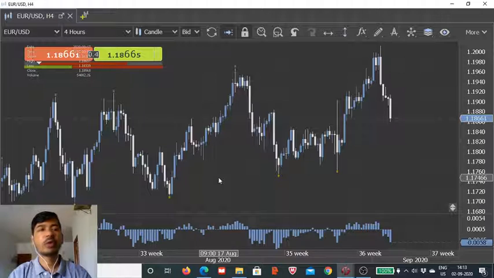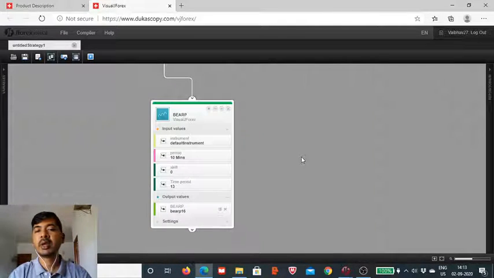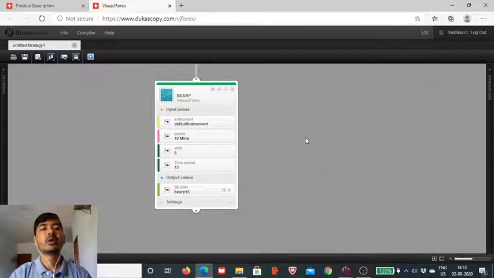Now going back to the Visual JForex board, here we have to define the instrument, the time period, the look back period, and the time period for calculation. This is the default value which can be changed if we want to do so. The underlying instrument is Euro USD.